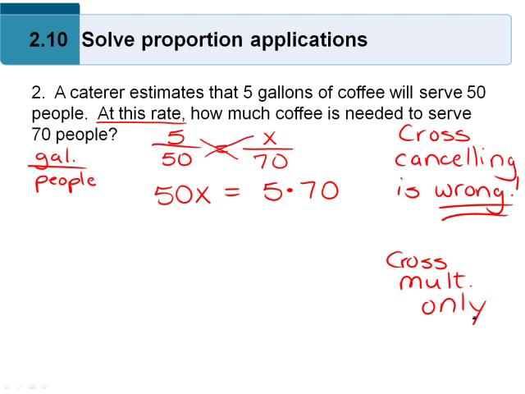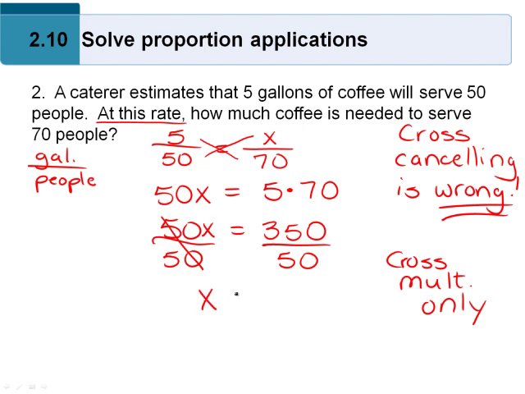You can't do that. So we have 50x equals 350. Then divide by 50 on both sides. So the 50s cancel, and x equals 7. And that would be 7 gallons of coffee, not 7 people. We're looking for how much coffee.